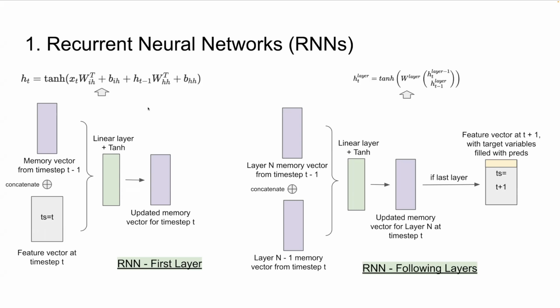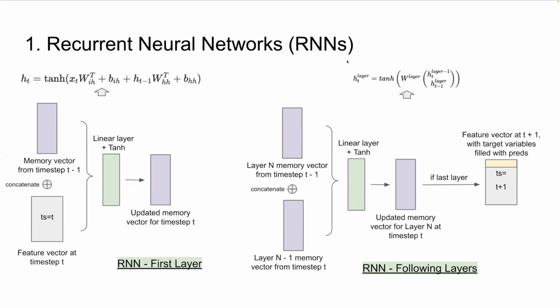If you want to write all the math behind these 2 types of layers, you have one linear layer from this memory vector. This is actually the second half. You have h_{t-1} W_hh transpose plus b_hh, so this is a linear layer based on this memory vector. You also have the linear layer based on this feature vector, and you add them together. This is equivalent to just concatenating and applying a linear layer altogether.